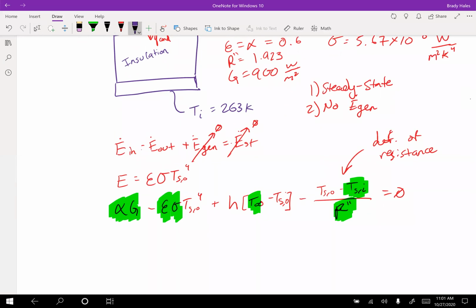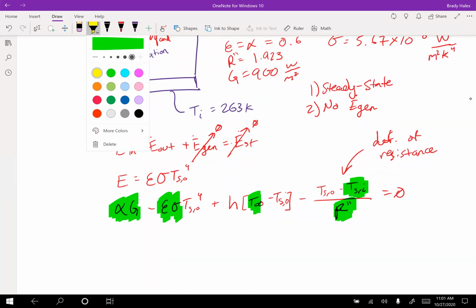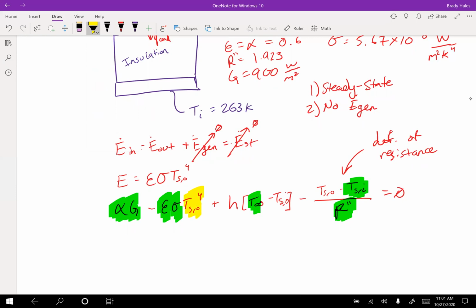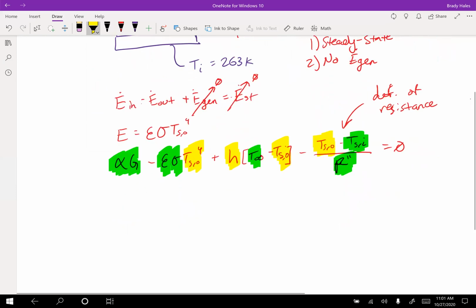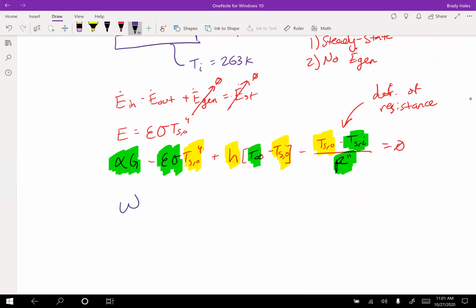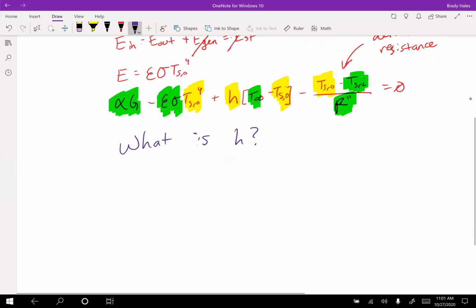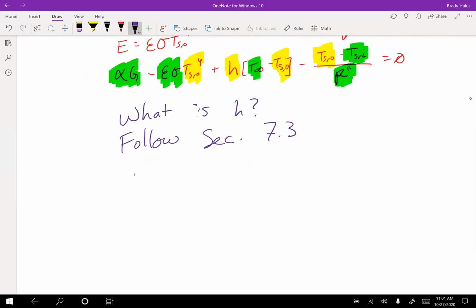So you'll notice that in yellow is everything we don't know, right? So we don't know TSO and we don't know H. So now we say, what is H, right? So this is when you follow section 7.3. So 1 is the geometry. In this case, it's a flat plate.